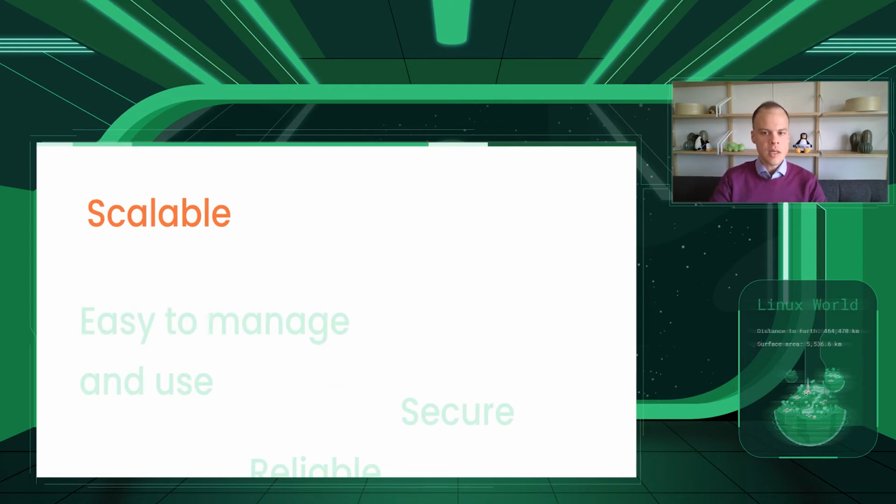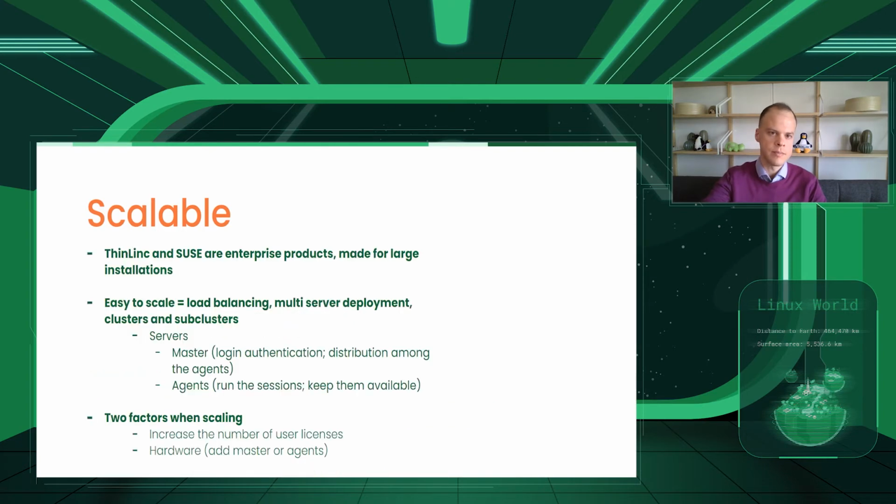Now we go back to the keywords as mentioned before. And specifically, we are going to talk about the keyword scalable. So why is this system scalable? Both ThingLink and SUSE are enterprise products, and they are made for large installations. They work smoothly with large installations. In the case of ThingLink, it's easy to scale because of load balancing, multi-server deployment, clusters, and subclusters as well.